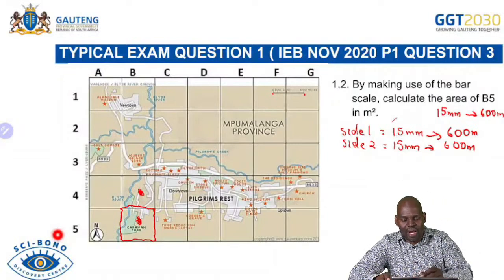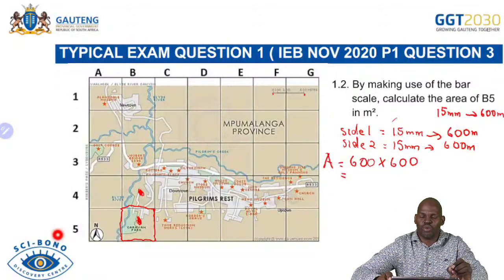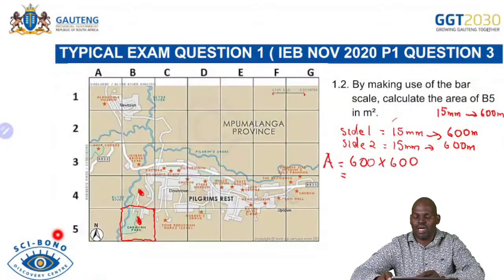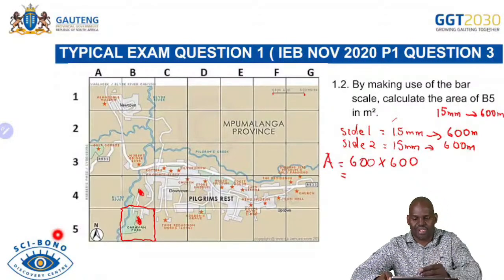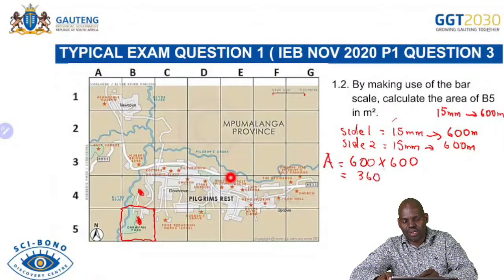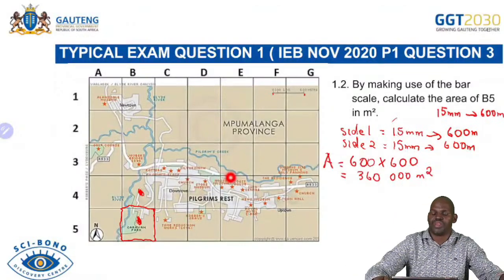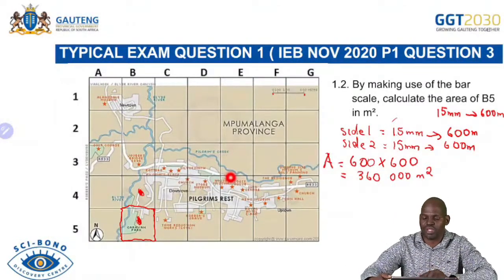So how do I calculate the area? The area is now 600 multiplied by 600. You can indicate the unit if you want to, but we've got 600 meters multiplied by 600 meters. If I do it on my calculator, I've got 600 multiplied by 600. Then this will give me 360,000 meters squared. This is how we do it.